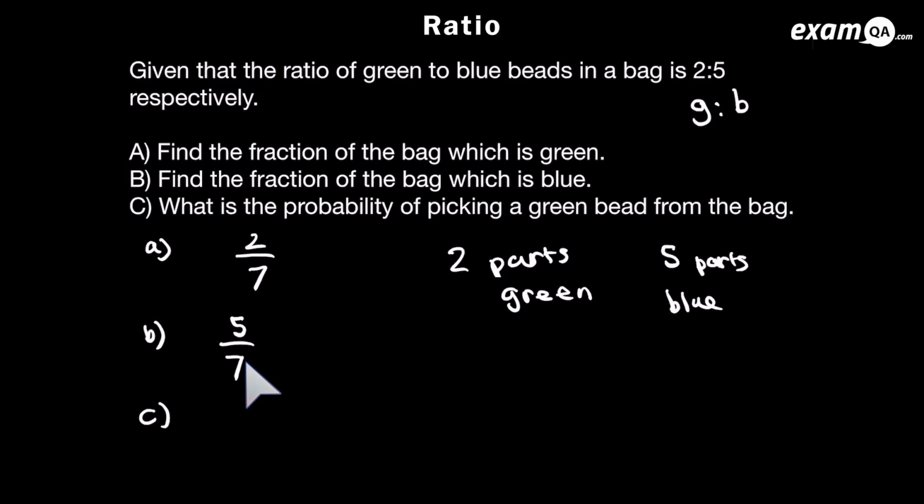Now part C wants us to work out the probability of picking a green bead from the bag. Now we need to just ask ourselves what proportion is green. And we answered that in part A. In part A we worked out 2/7 of the bag is green. So the proportion of green is 2/7. And guess what? The probability is the same answer. It's 2/7. The probability of picking a green is simply 2/7.